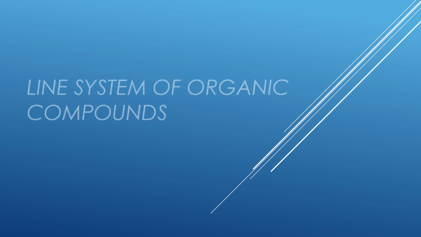In this session, we are going to discuss some of the organic compounds, their names in the IUPAC system, where the formulas are not given for us, but just lines are given. This is known as the line system of organic compounds. Just by observing the lines, we have to identify what that compound is.